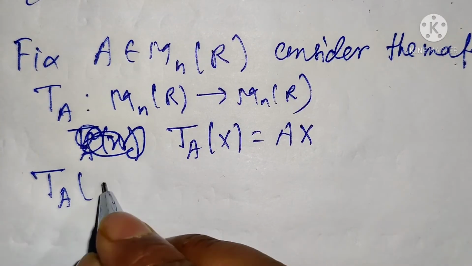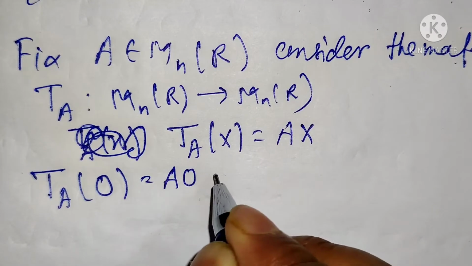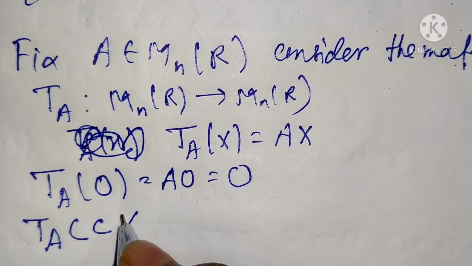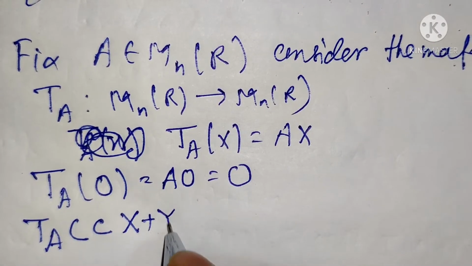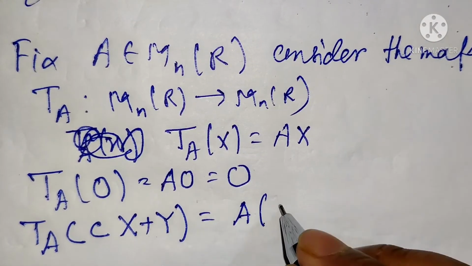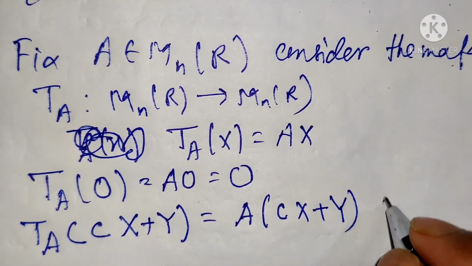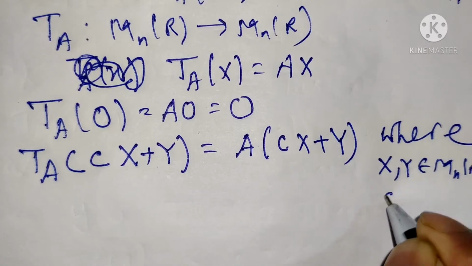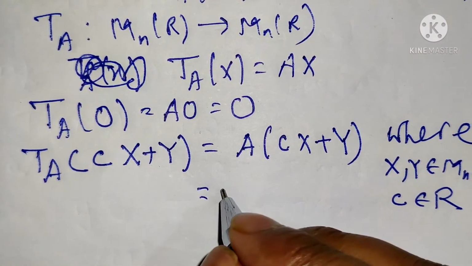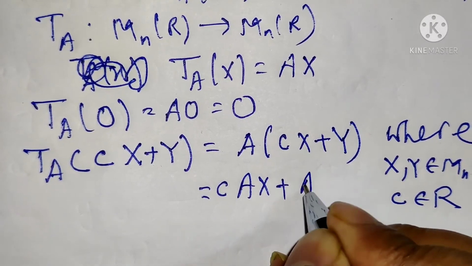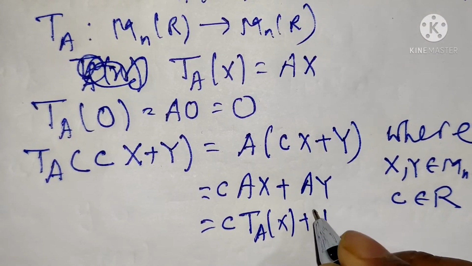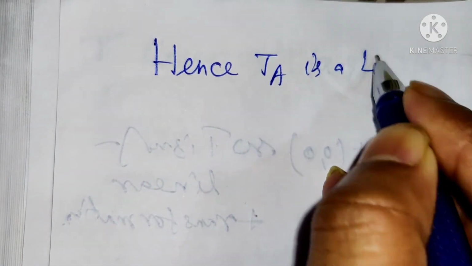T of A0 equals A0, that equals 0. T_A of (cx + y) equals A into (cx + y), where x, y belong to M n×n R and c belongs to R, that equals c into Ax plus Ay, that equals c into T_A x plus T_A y. Hence T_A is a linear transformation.